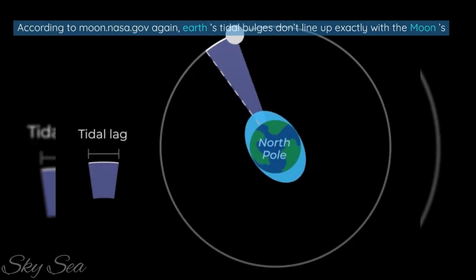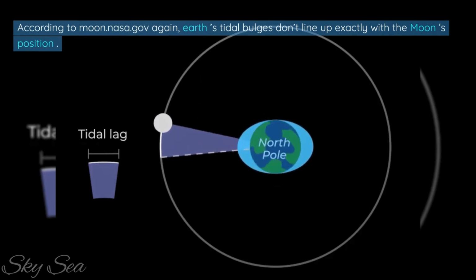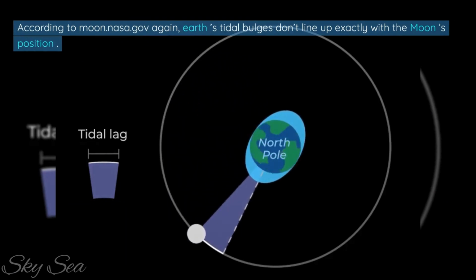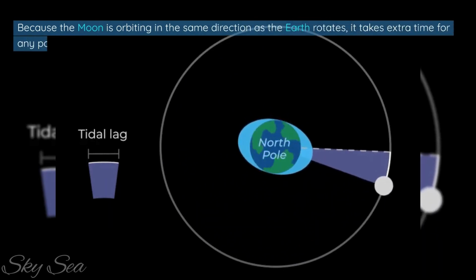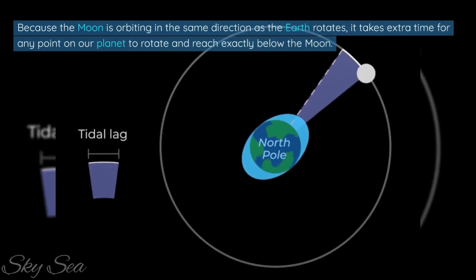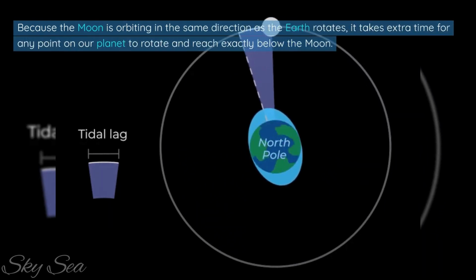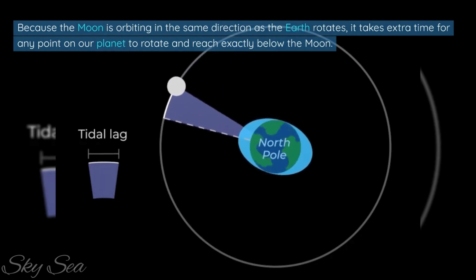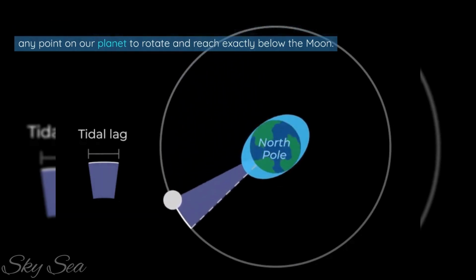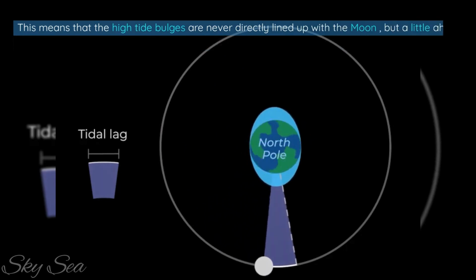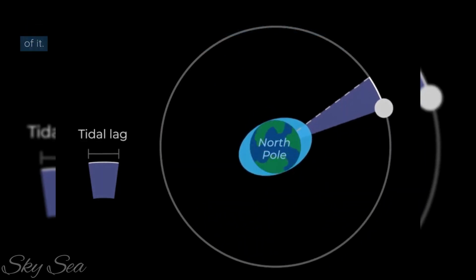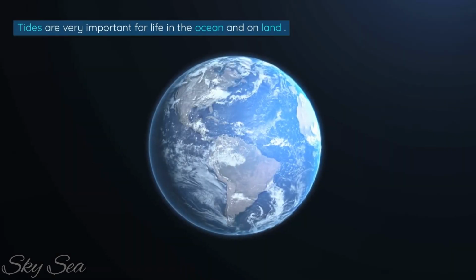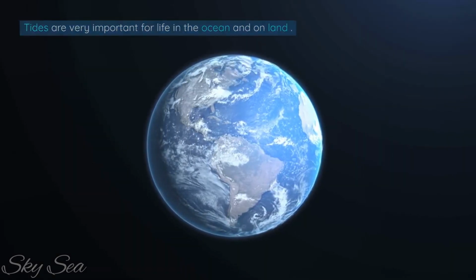According to moon.nasa.gov again, Earth's tidal bulges don't line up exactly with the moon's position. Because the moon is orbiting in the same direction as the Earth rotates, it takes extra time for any point on our planet to rotate and reach exactly below the moon. This means that the high tide bulges are never directly lined up with the moon, but a little ahead of it. Tides are very important for life in the ocean and on land.